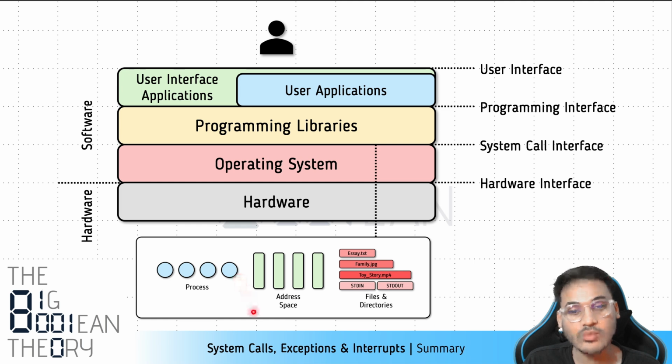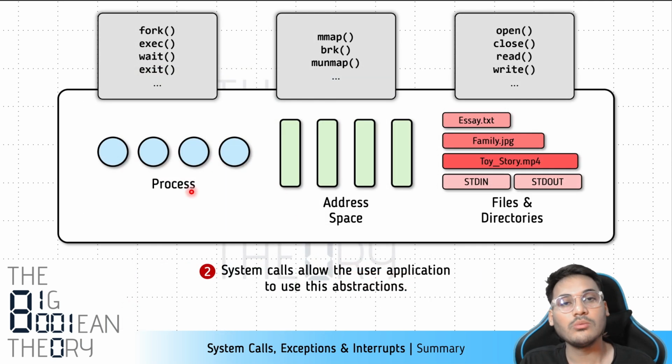The abstraction for the memory is that of address space, and for IO devices it's files and directories. So that is what the operating system does. It exposes virtual resources for the user processes. Instead of interacting with the hardware resources, the physical resources directly, the user applications will interact with these virtual resources. Now, in order to perform specific operations on these abstractions, we need system calls.